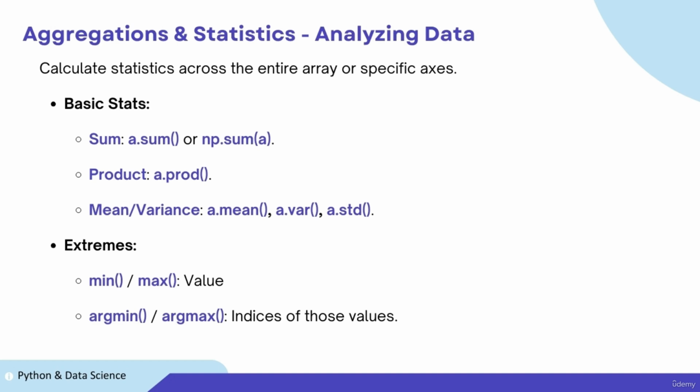To understand the story of your data, we use aggregations. We can calculate the total using .sum. We can find the average using .mean. We can measure the spread using .var for variance or .std for standard deviation. We also have functions to find extremes. Min and max return the values, but argmin and argmax are special. They return the index of the lowest or highest value. This is perfect for finding where an outlier is located.